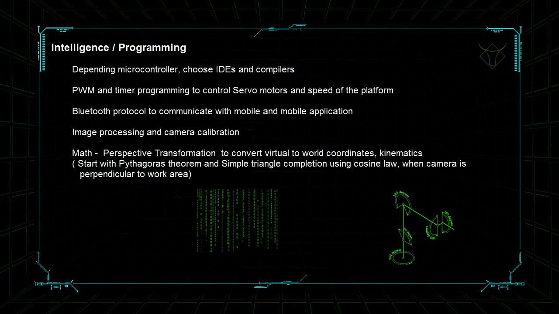To start with, I will be using the Pythagoras theorem and simple triangle completion using the cosine law. This will be applicable only when the camera is perpendicular to the work area. Otherwise, we have to go for perspective transformation. With this, I'll end the session.